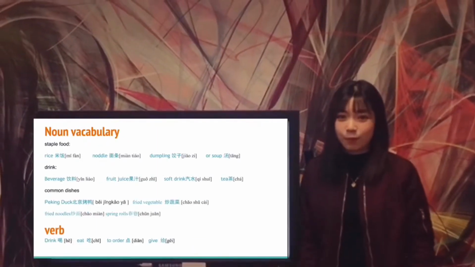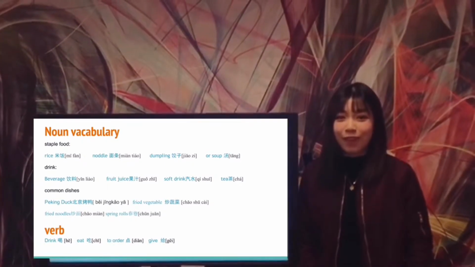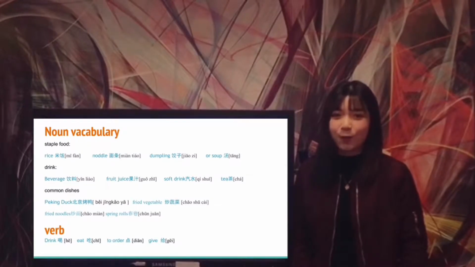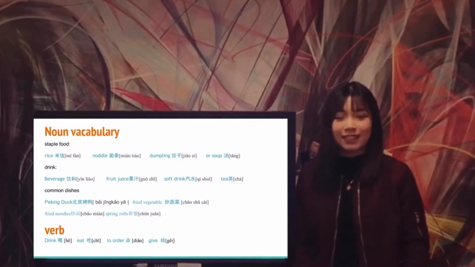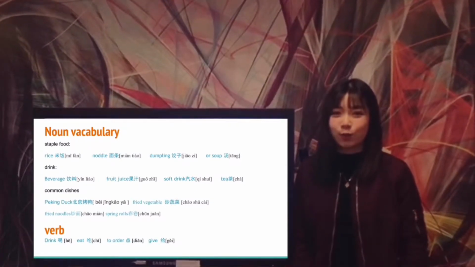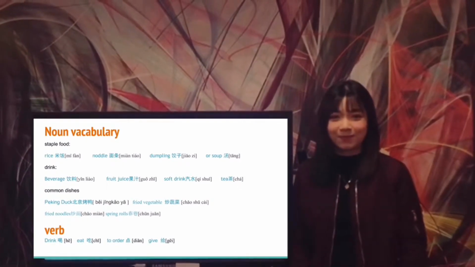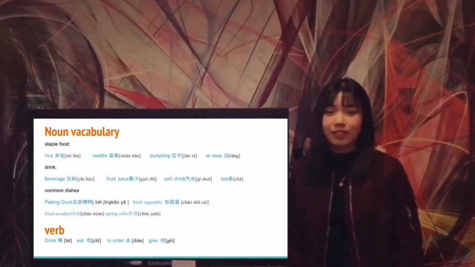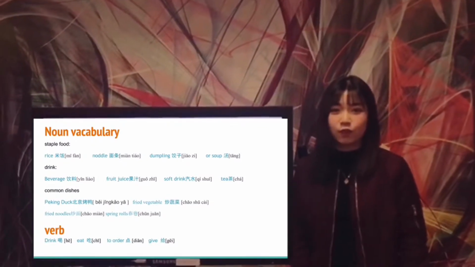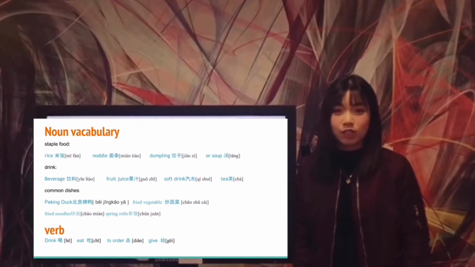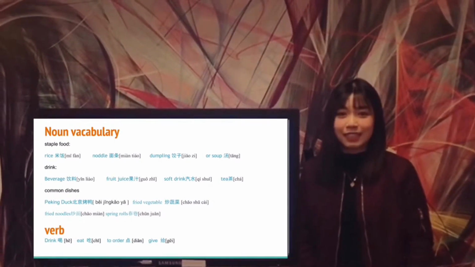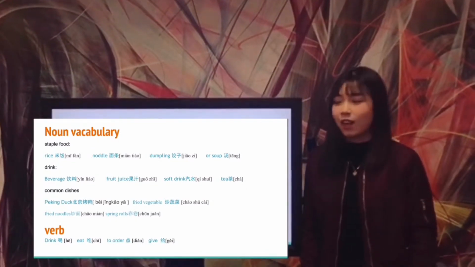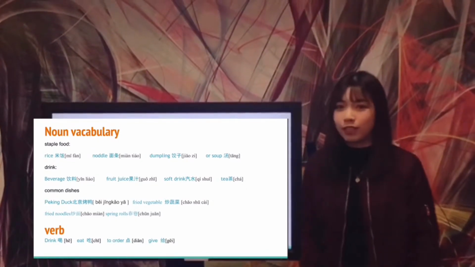You may need a staple food such as 米饭 rice, noodle 面条, dumpling 饺子 or soup 汤. Also the nouns of drinks: beverage 饮料, fruit juice 果汁, soft drink 汽水, tea 茶. Also there are some common foods in China.